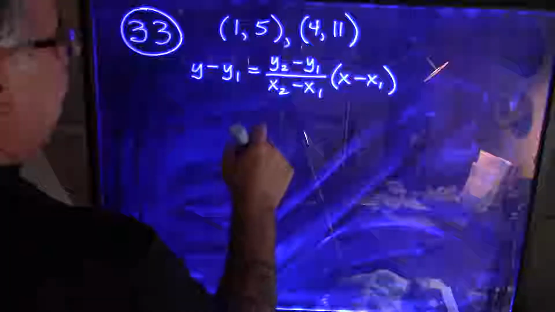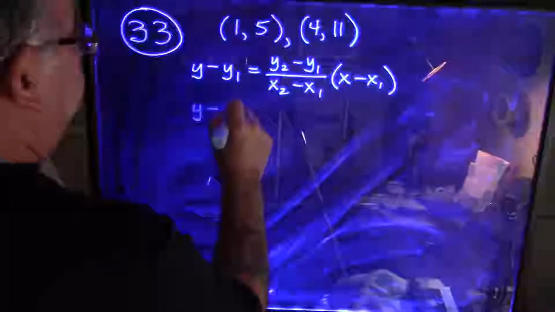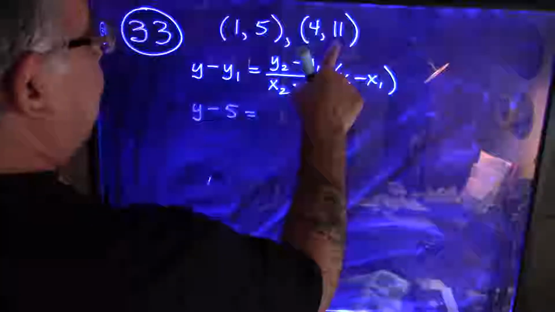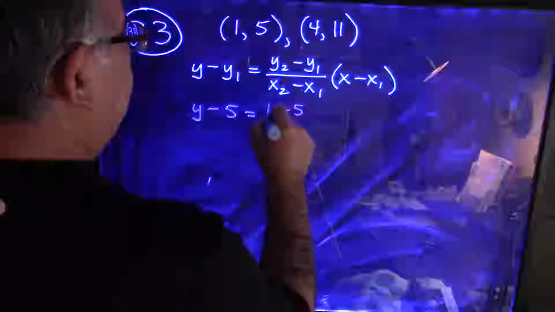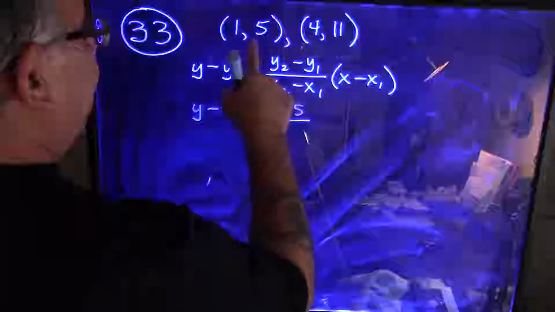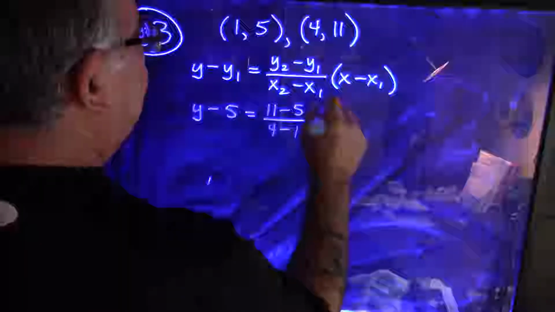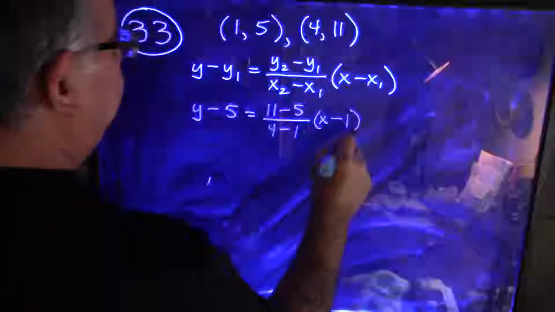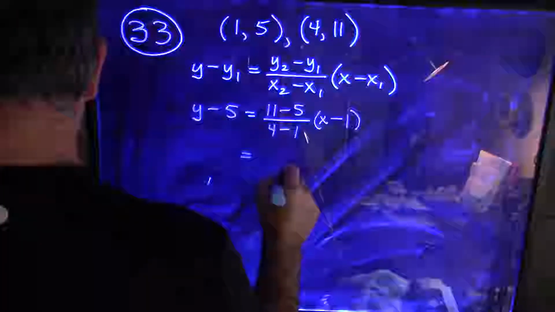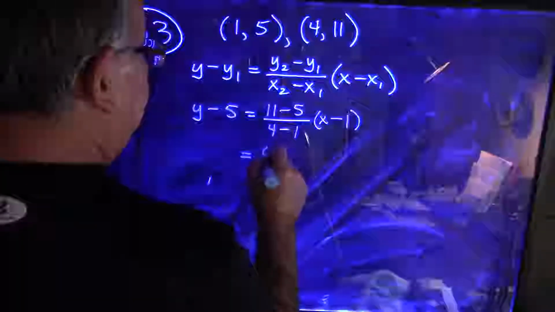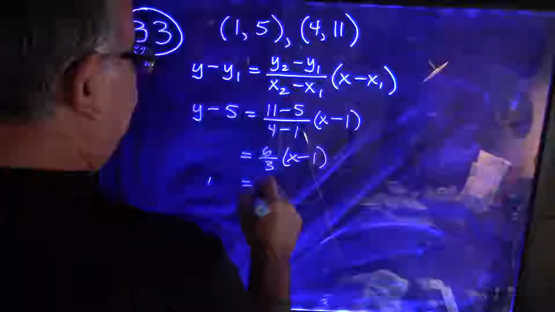Alright, so we've got, call that x1, y1. So y minus 5 equals y2 minus y1, 11 minus 5, over x2, that's 4, minus x1 is 1, 4 minus 1, times x minus 1. Alright, so that's 6 over 3, which equals 2. I'll just write 6 over 3, x minus 1, and then make that a 2.